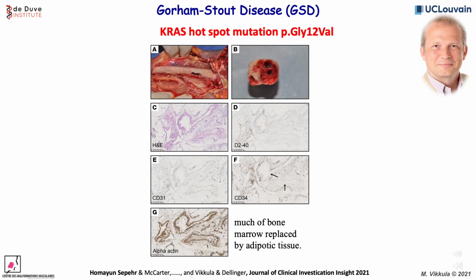In A and B, you can see macroscopic pictures of the humerus after the amputation. You can appreciate how the bone structure has been destroyed by the invading lymphatic vessels, also the cortical part in picture A. The histological images below, from C to G, demonstrate that the structures identified have immunohistochemical markers of lymphatic vessels. Moreover, much of the bone marrow was replaced by adipose tissue.